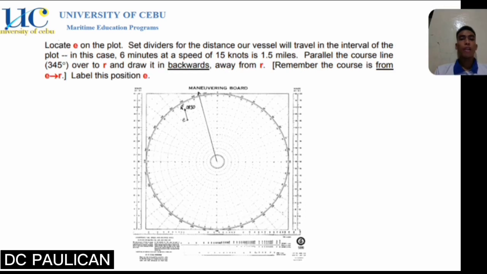Step 3. Locate E on the plot. Set the dividers for the distance our vessel will travel in the interval of the plot. In this case, 6 minutes at a speed of 15 knots is 1.5 miles. Draw it parallel to the course line of 345 degrees over to R, and draw it backwards away from R. Remember, the course is from E to R. Label this position E. We can see the result on the maneuvering board: E is drawn backwards away from R, parallel to the course line, at a distance of 1.5 miles.